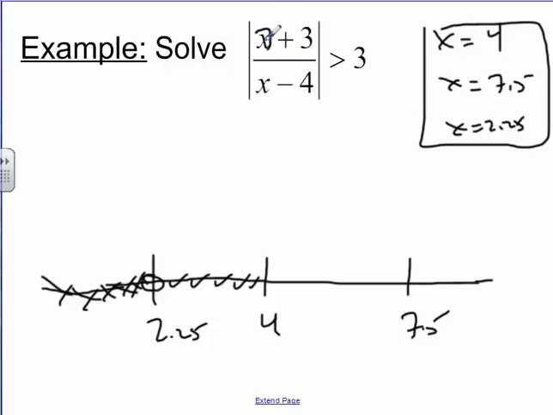Let's try 7. 7 plus 3 is 10. 7 minus 4 is 3. 10 over 3 is 3.3 repeating, but that is greater than 3. This is the first time we've had one of these. Look, there's 2 sections in a row that are the same as each other.